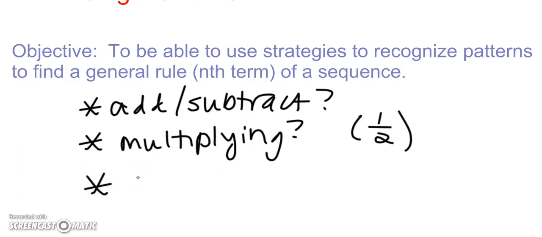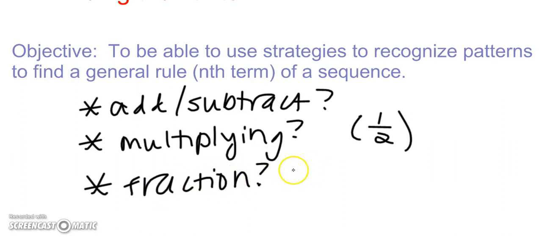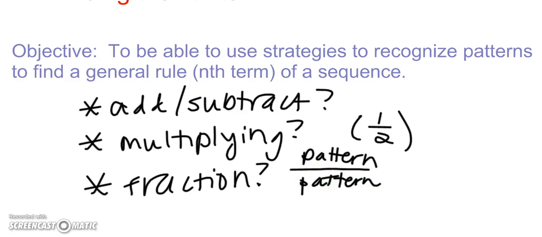If you have numerators and denominators in a fraction, look at those separately. Okay, so consider a pattern for the numerator, and then maybe a different pattern for the denominator. They don't have to be the same pattern happening.